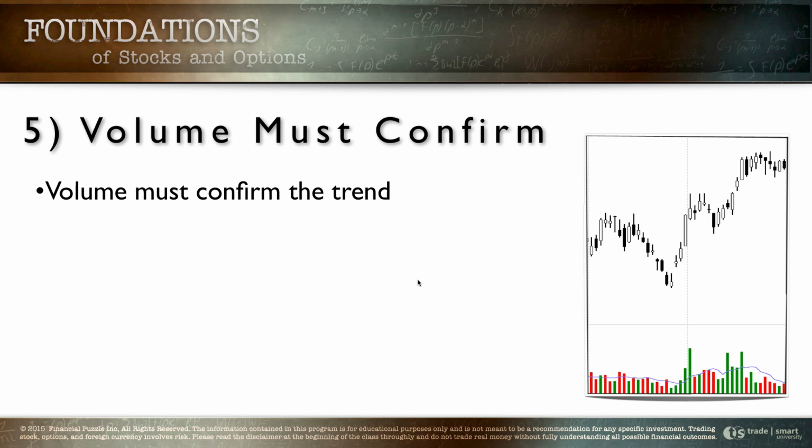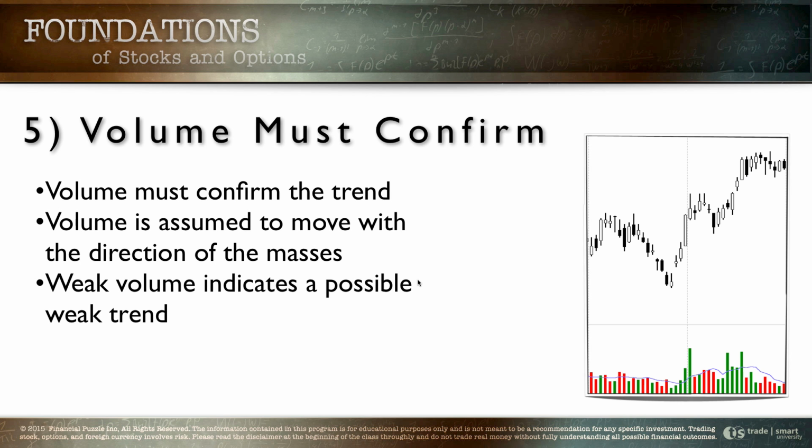Now let's look at the fifth principle, fifth tenet of Dow theory, and it says that volume must confirm the trend. What does that mean? Well, I told you earlier, in technical trading, there's only two things we can really look at: the price of the stock and the volume. That is how many shares are being traded.